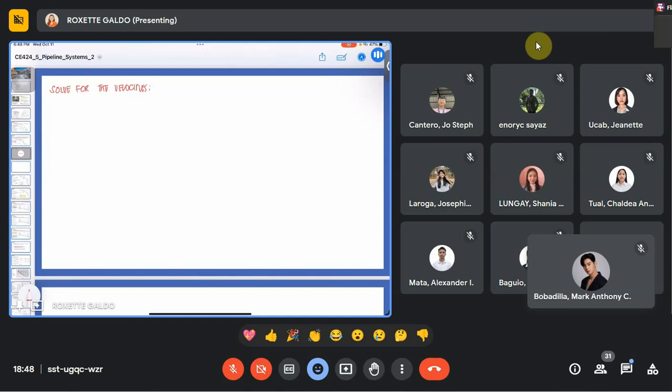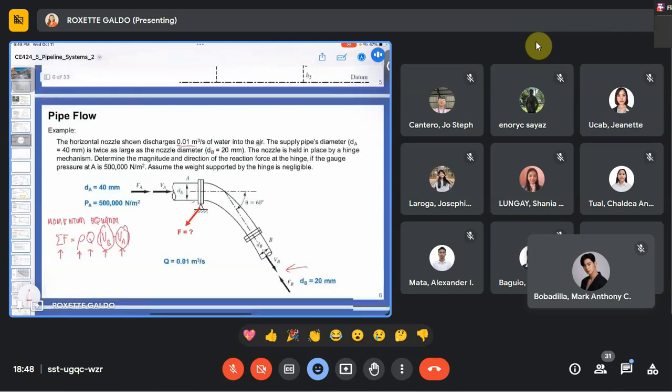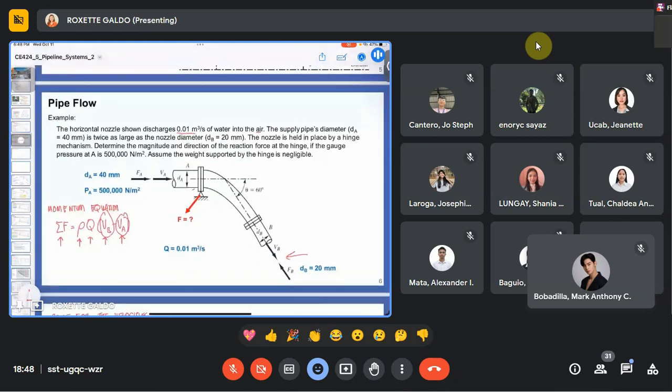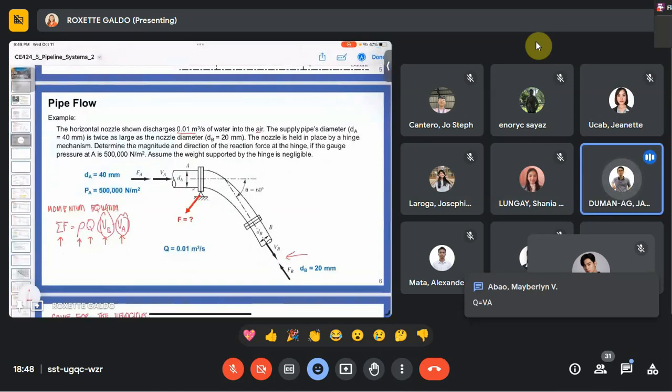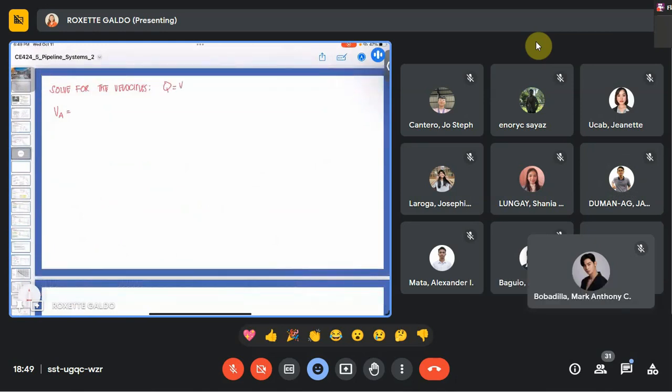VA is unknown and that is what we are trying to solve. So how do you think we are going to solve for the value of VA? I will flash the problem. Any idea on how we can solve VA? Anyone from the class? Q is equal to area times velocity, ma'am. Okay, very good. So Q is equal to VA, or V is equal to Q over A.